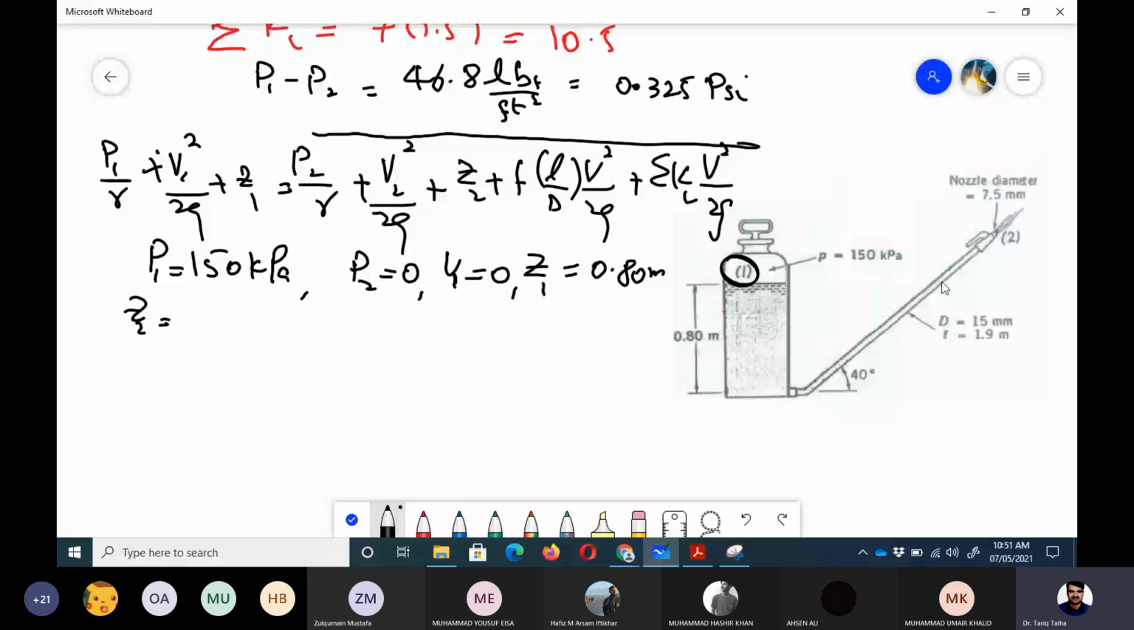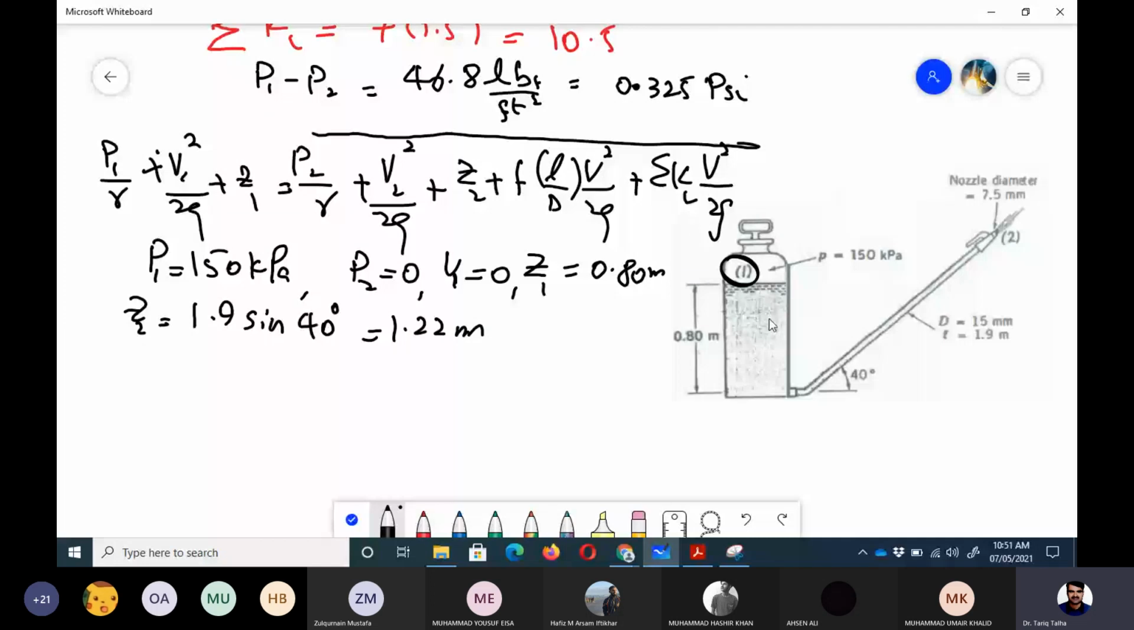And then Z2, because the length of the pipe is 1.9 meter, this slanted pipe, so Z2 would be equal to 1.9 into sine of 40. So Z2 would be equal to 1.22 meters. Now we need to write the V2 value.